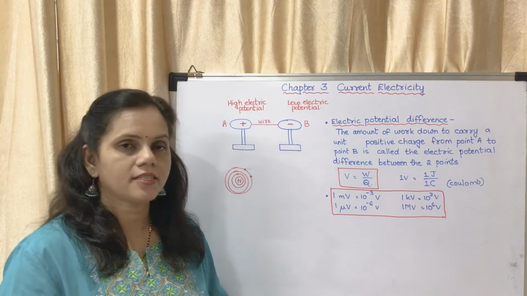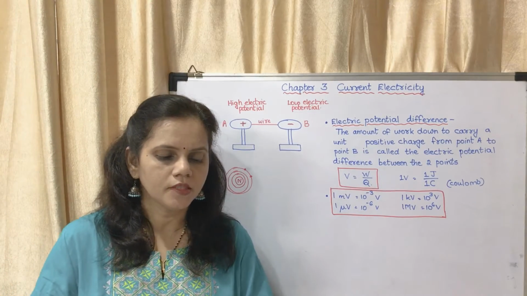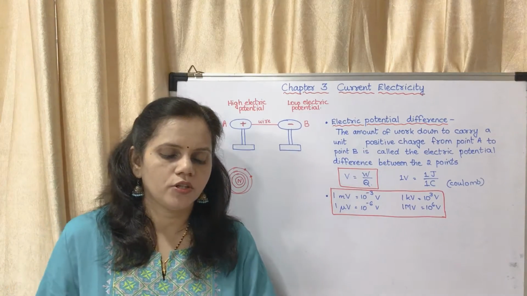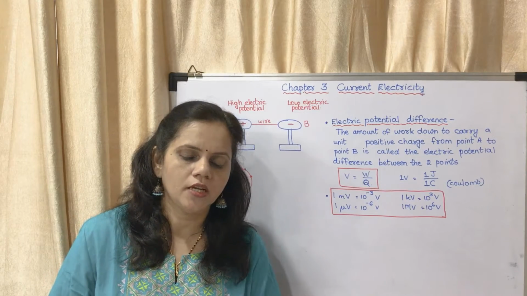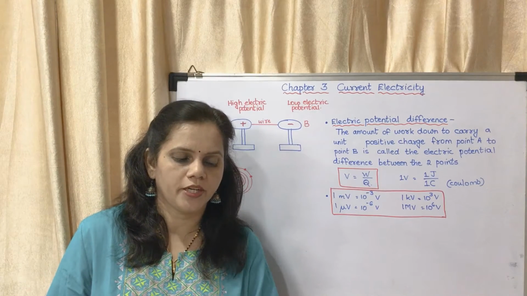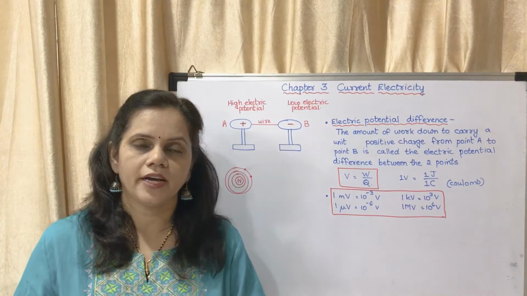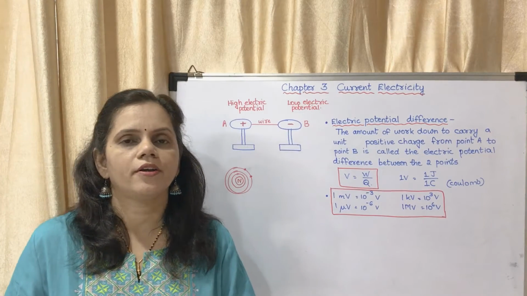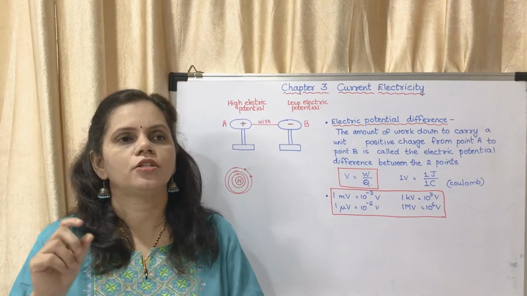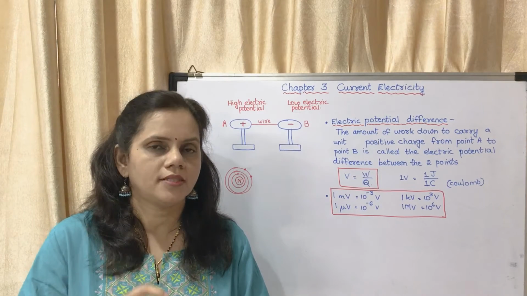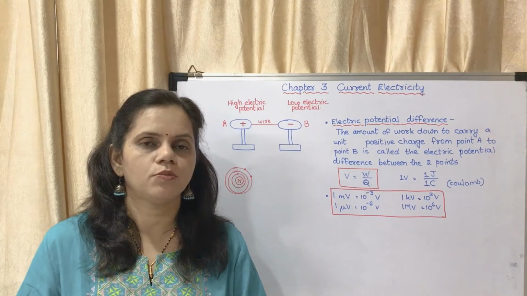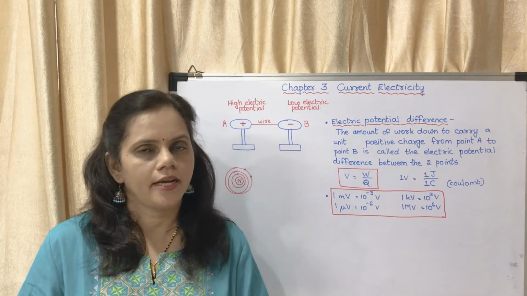Now you may take page number 31. A positive charge flows from a point of higher potential to a point of lower potential. Okay, so a positive charge flows from a point of higher potential to a point of lower potential. You should note that it is positive charge. Positive charge moves from positive to negative.